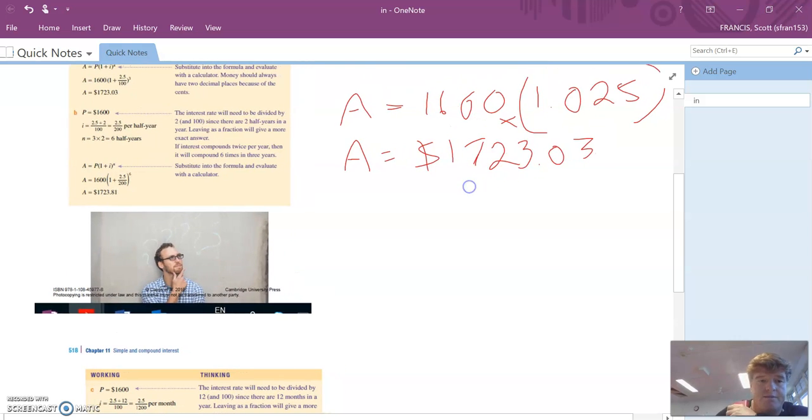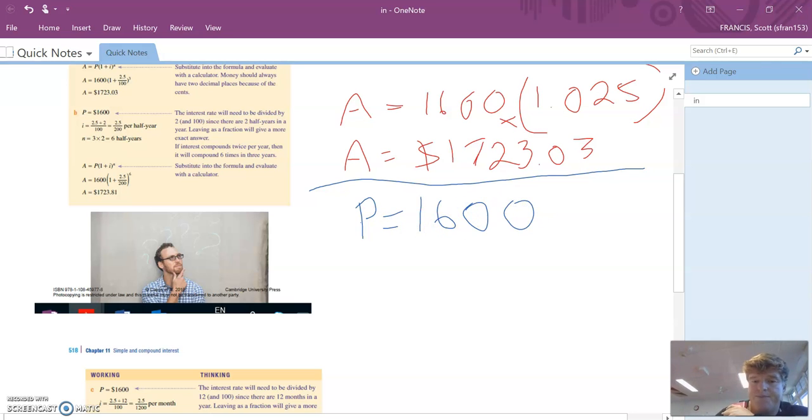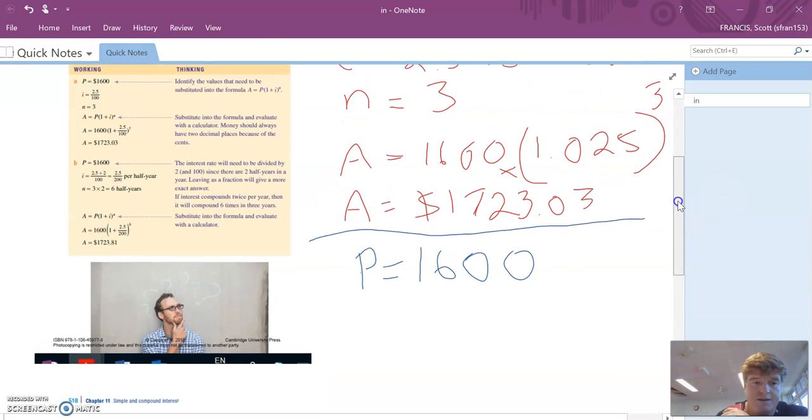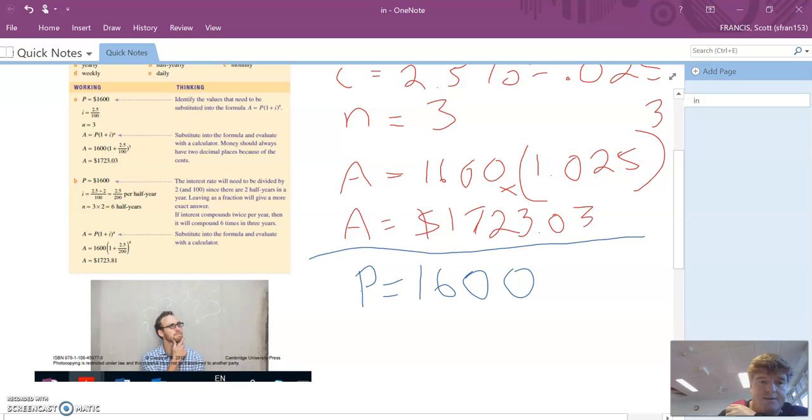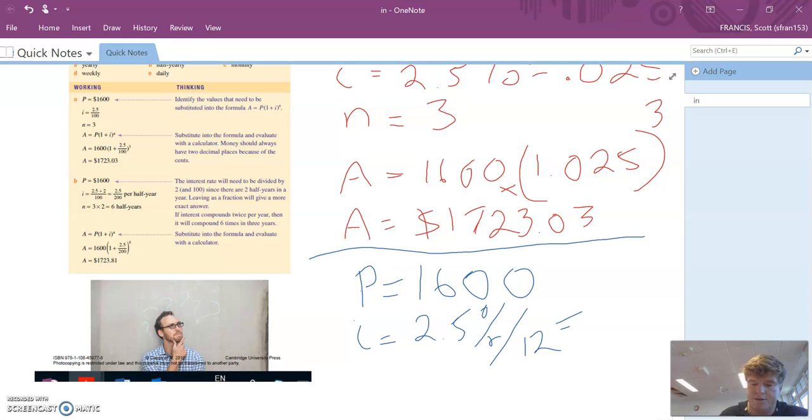So, and I'll do it in a different color, just to be really tricky. The amount we start with is still going to be $1,600. Now, the interest rate, if we're going to do it monthly, is going to be 2.5% divided by 12. Just doing that on my calculator equals 0.208%.